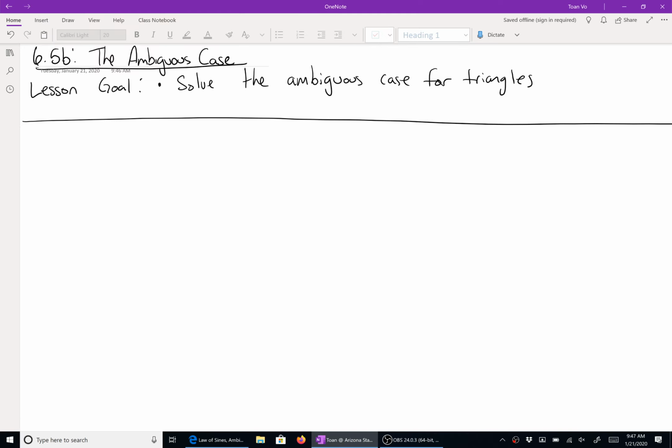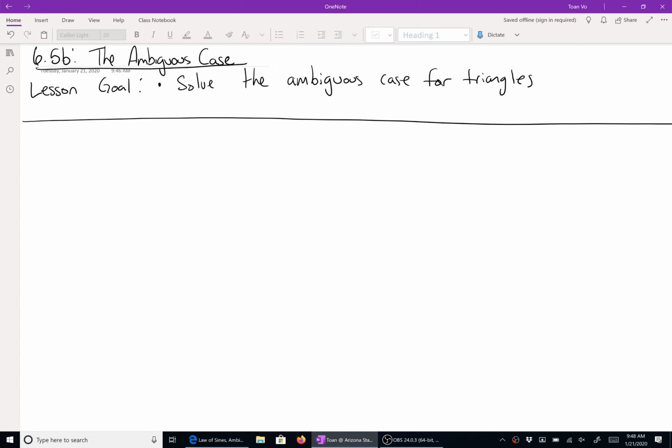The second half of this section is called the ambiguous case, and our goal is to tackle it, and we'll talk about what the ambiguous case for triangles is, so on and so forth. Before we go on to the ambiguous case, I want to wrap up or summarize what you did yesterday. I'm not sure if you guys noticed or not, but in the last section, you were solving basically the same type of triangle over and over and over again.